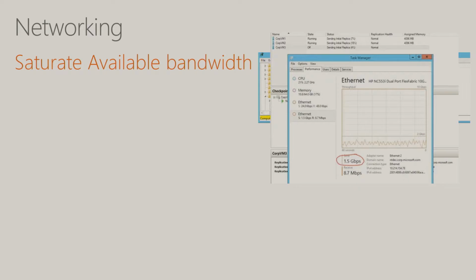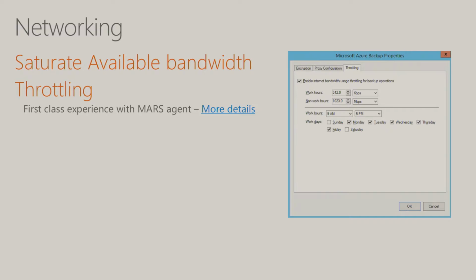Now, with DR, life is complex. One set of customers ask for saturation of network bandwidth. Another set of customers ask, hey, but I also want to make sure that ASR replication does not send so much data that my application is impacted, because my application is also using the same bandwidth. The good news is that we also have first-class throttling experiences where you can enable settings to say, for work hours and non-work hours, what is the replication bandwidth you want ASR replication to use, and we will never go beyond that.